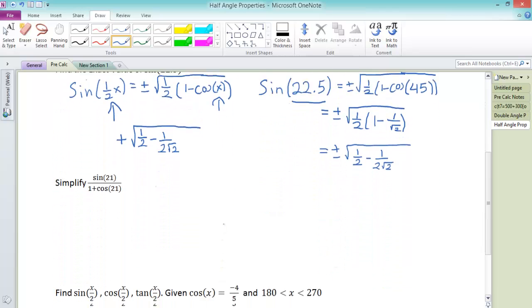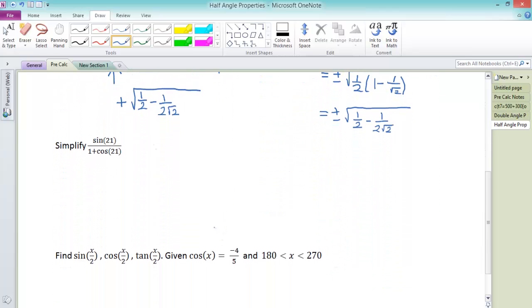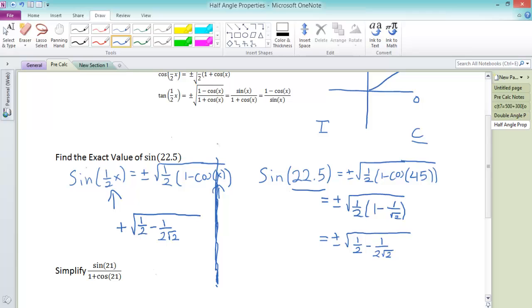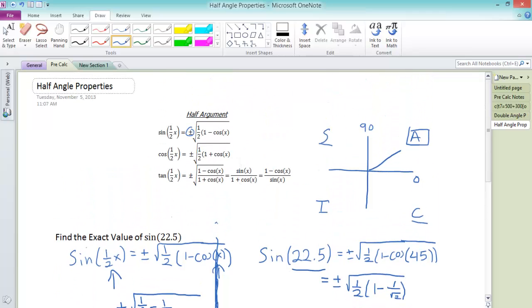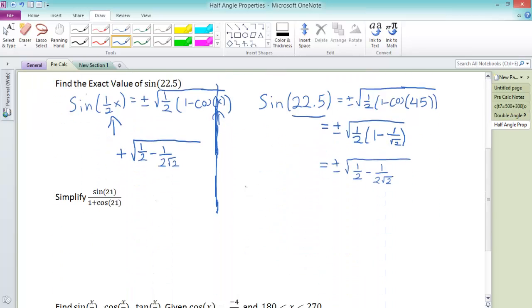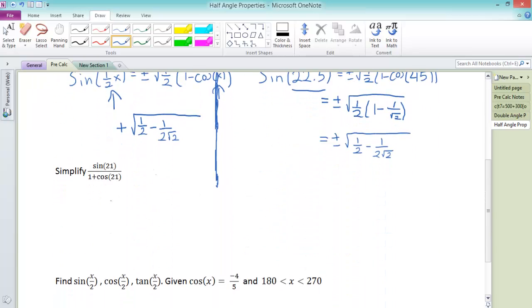Okay, let's move on. We're going to simplify the sine of 21 over 1 plus the cosine of 21. Now, if I scroll back up here, I notice that looks a whole lot like the tangent. And it looks like this formula right here. So I'll scroll back down without making a horrible mess of our paper. So, this looks like tangent.